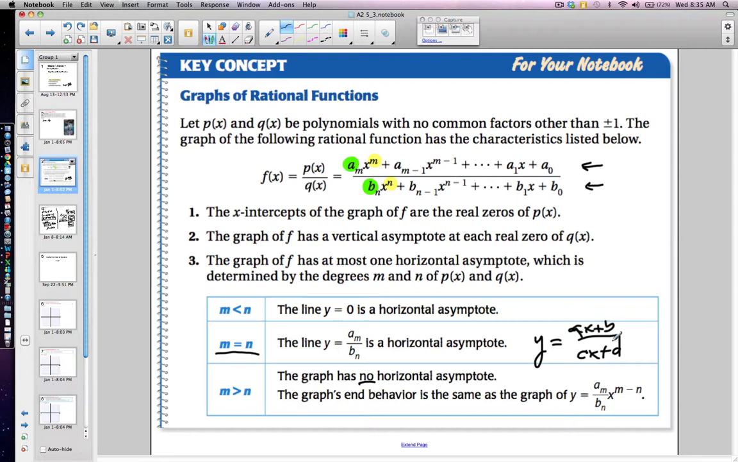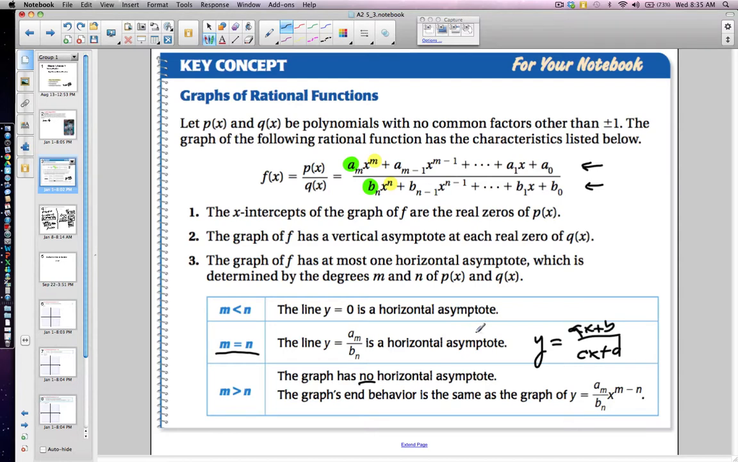We've already practiced this one, right? When we did the simple rational functions in terms of the asymptotes, I had a vertical asymptote found by setting the denominator to be equal to 0. That's the same as this step here, number 2. And the line y is equal to the leading coefficient in the numerator divided by the leading coefficient in the denominator. That's the same thing we did here. So these rules didn't change from simple rational functions.